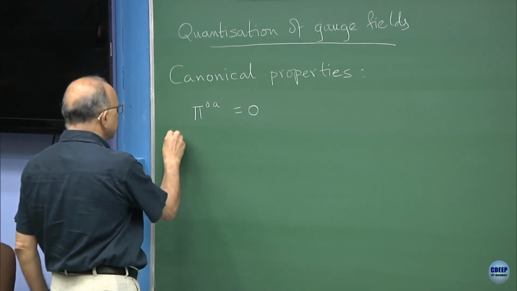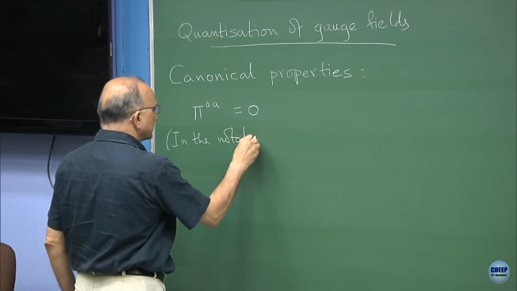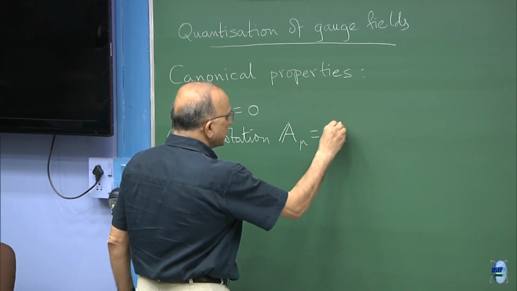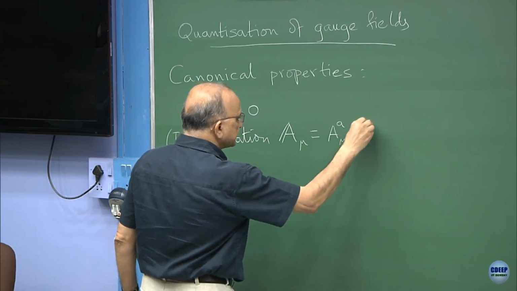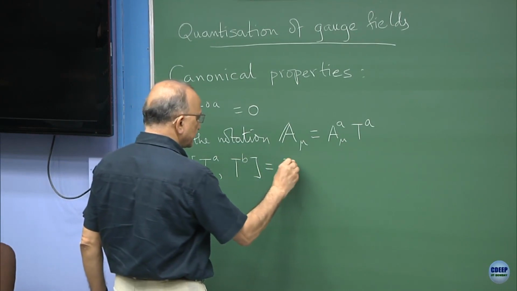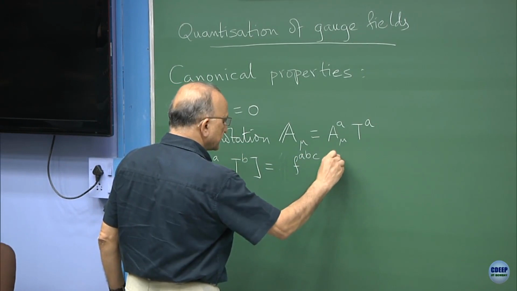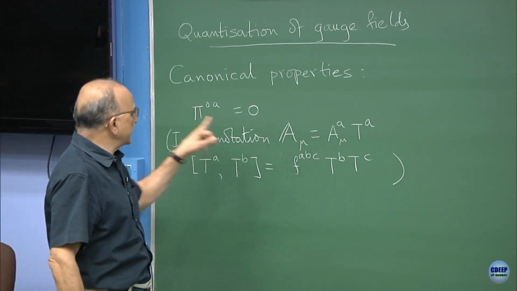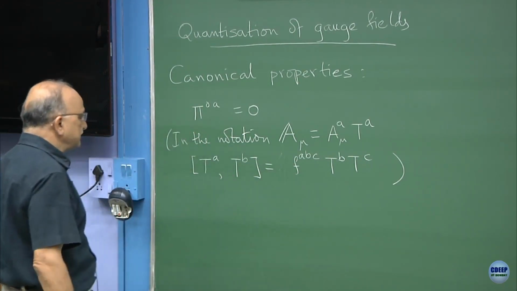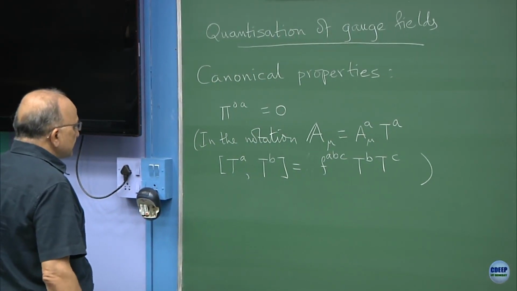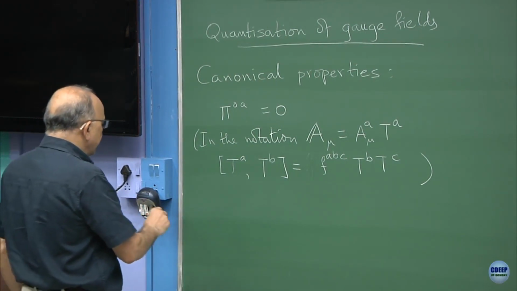So, write in the notation that the gauge potentials are written as A mu A T A, and T A are generators. So this pi 0 just means that the conjugates to A 0 are all 0, for all the internal group indices in the adjoint representation. We also saw that in many a sense the A 0 are also 0.